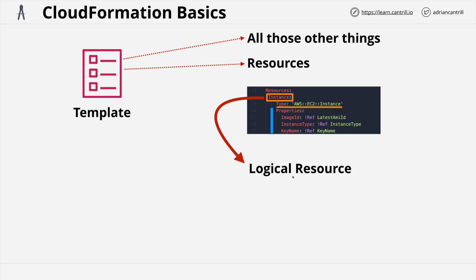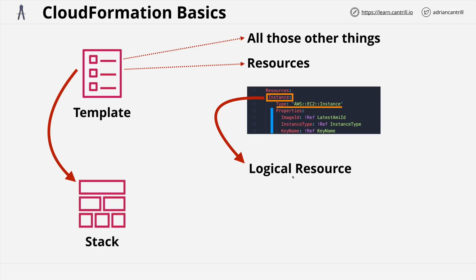Now, when you take a template and initially give it to CloudFormation, then CloudFormation creates what's known as a stack. And a stack contains all of the logical resources that the template tells it to contain. So a stack is a living and active representation of a template. One template could create one stack or 10 stacks, or even more, or anywhere in between. But a stack is basically created when you take a template and tell CloudFormation to do something with that template.